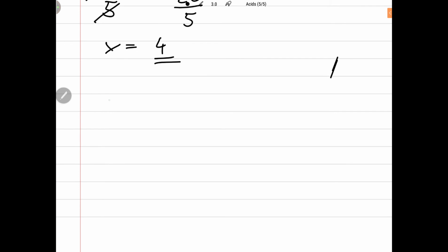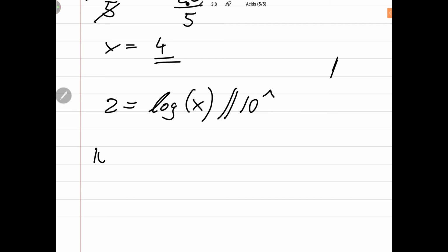So I have 2 equals log x. What is the inverse operation to log? We just said it is 10 to the power of. So we have 10 to the power of 2 equals 10 to the power of log x. And as in the previous examples, 10 and log eliminate each other. So what we have is 10 to the power of 2 equals x. Make sense? Sort of? Yeah?